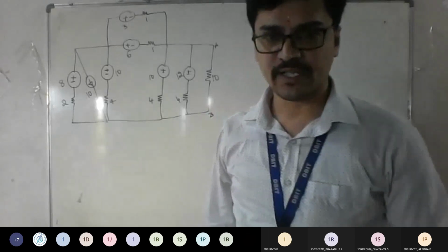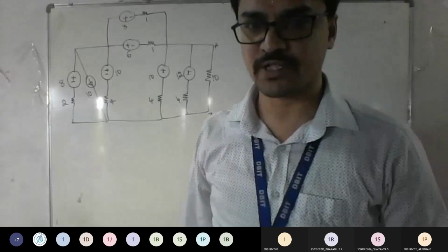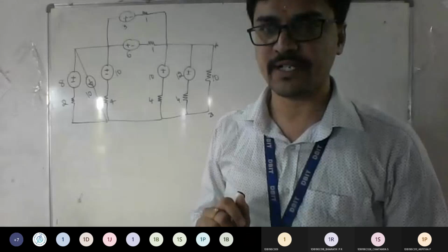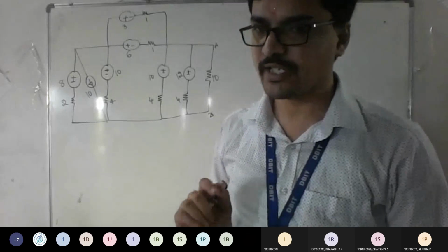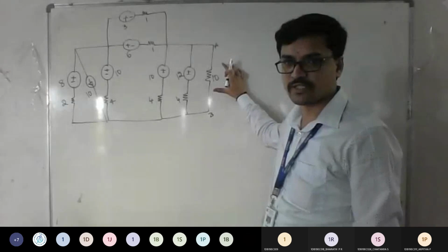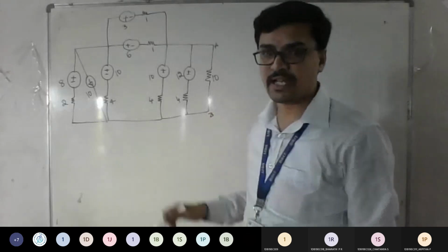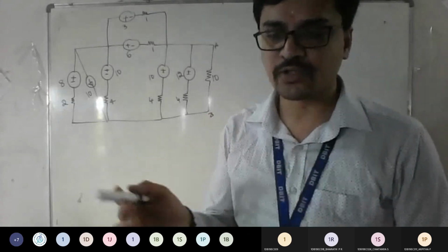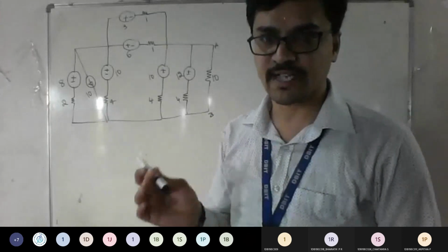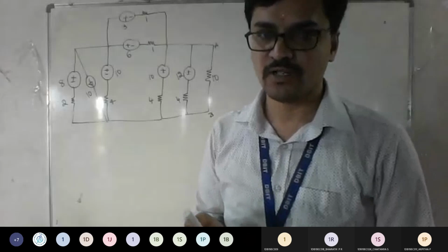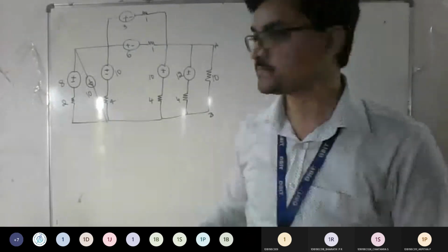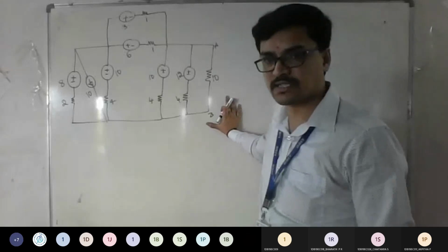Now look at this question. This network is based on your source transformation. Don't see the complexity of a network. Just stick to your basic procedure. The question is, you need to find the current across this 10 ohm resistor, across terminals A and B, using source transformation. That word is very important because you can get the same question using mesh also. So be alert while reading the question, everyone.